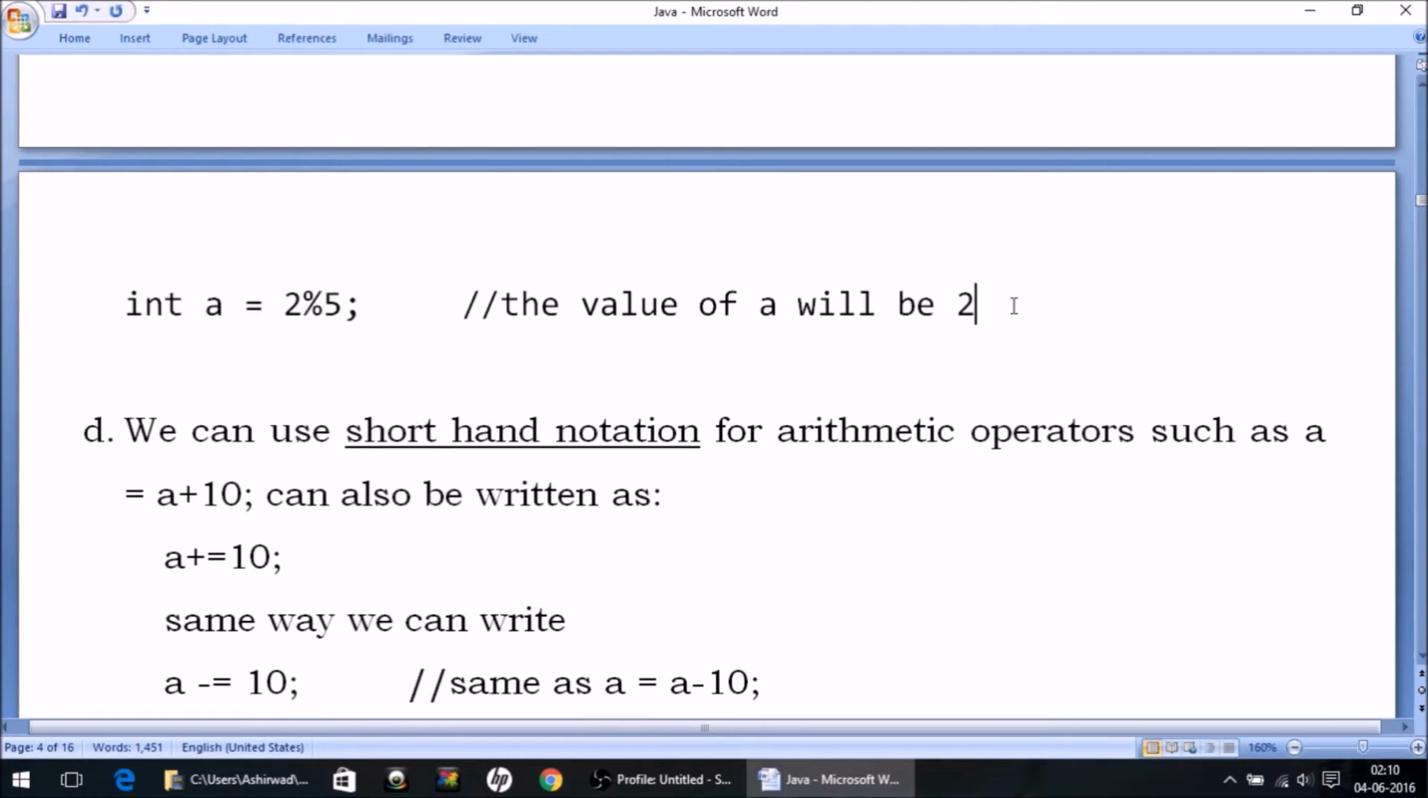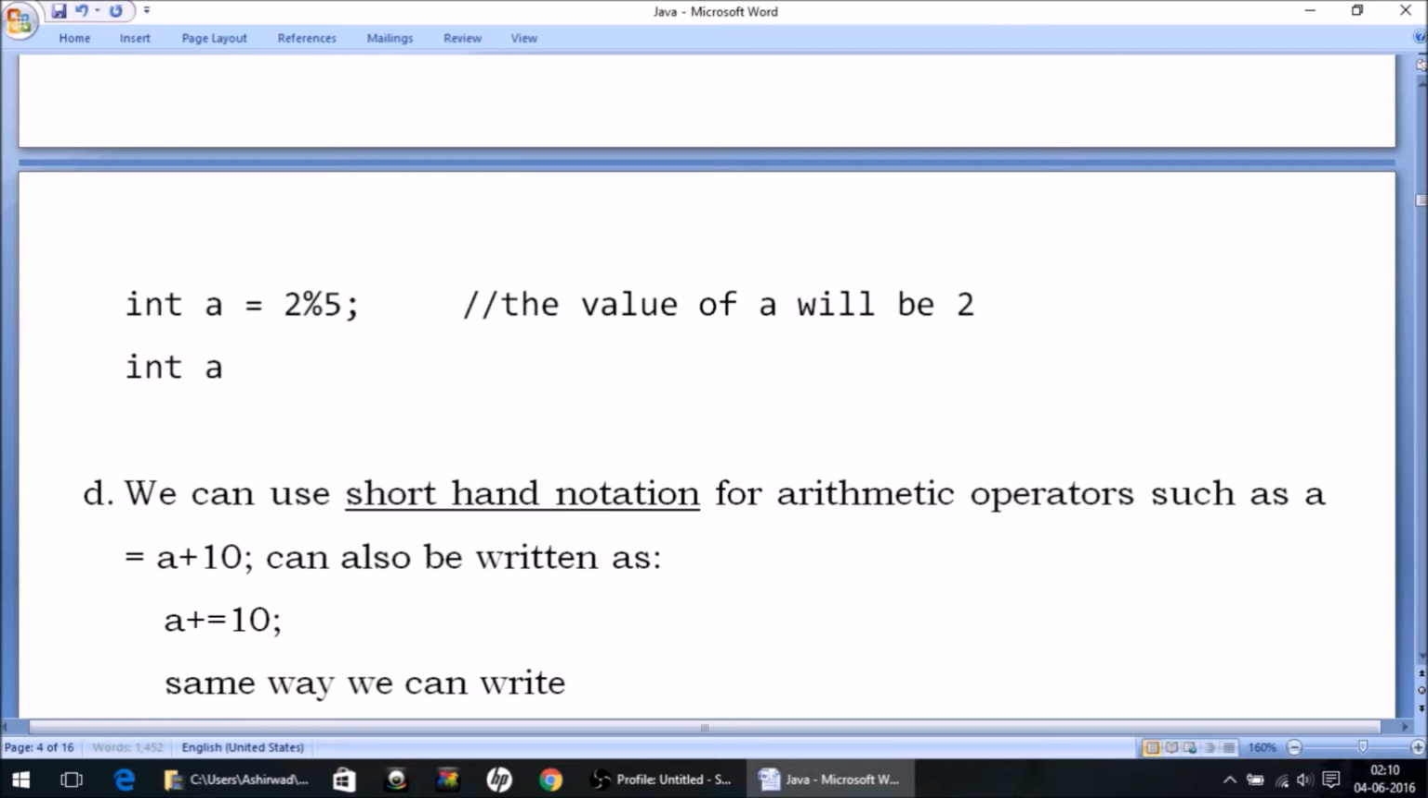Remember, if we write something else like int b is equal to 99 modulus 15,555. So what will be the value of b? It will be 99. Because again the smaller number is being divided by the larger number and we are using modulus operator, so the smaller number itself will be the remainder. So just keep this thing in mind. So these are some important points.